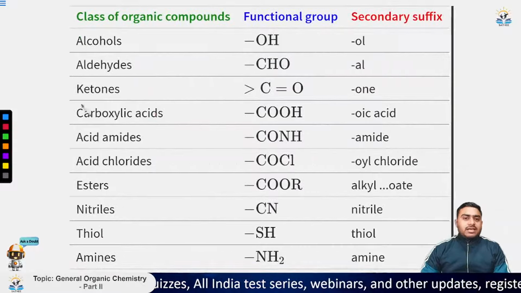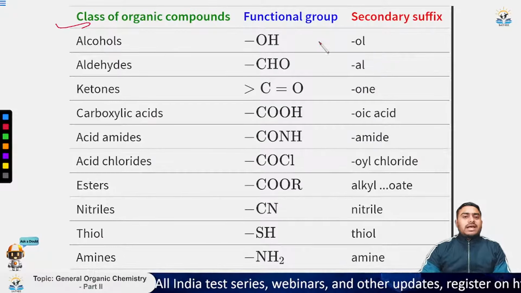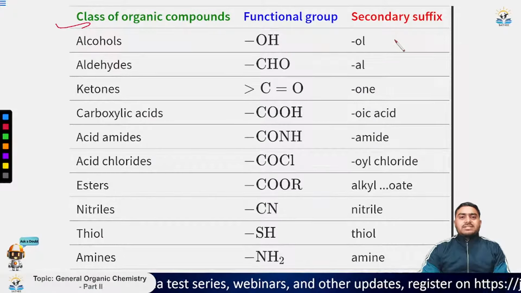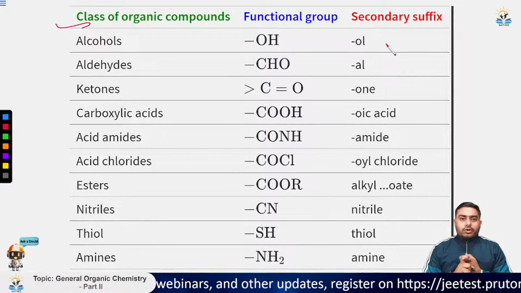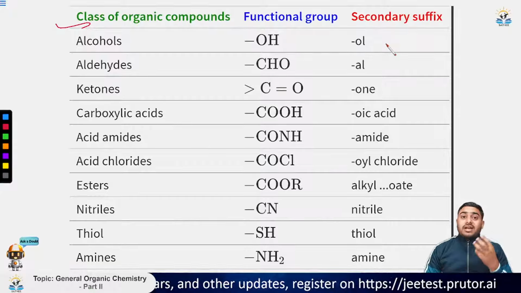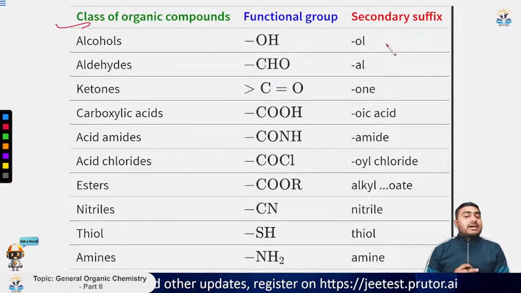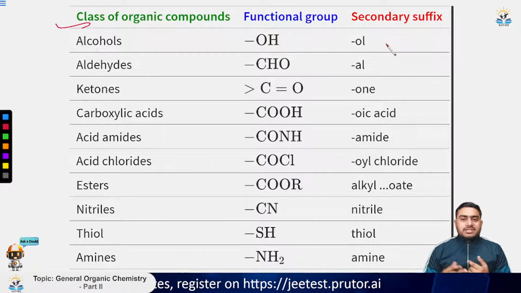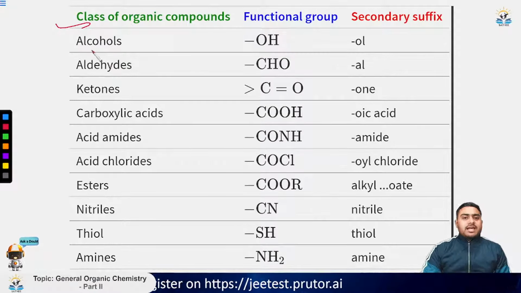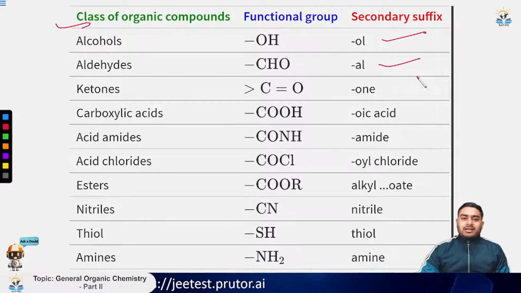So you can see here class of organic compounds like alcohol, and functional group is OH, and the secondary suffix basically represents the functional group. And primary suffix represents the type of bonding present between carbon and carbon atoms, like single bond present, so ane, double bond present, so ene, and triple bond present, so yne. You can see some examples: alcohols, secondary suffix will be ol, aldehyde al. Ketones, it is one.